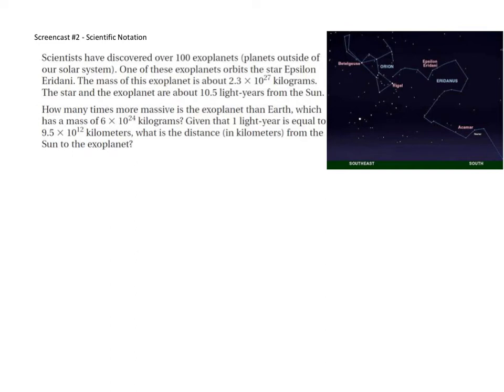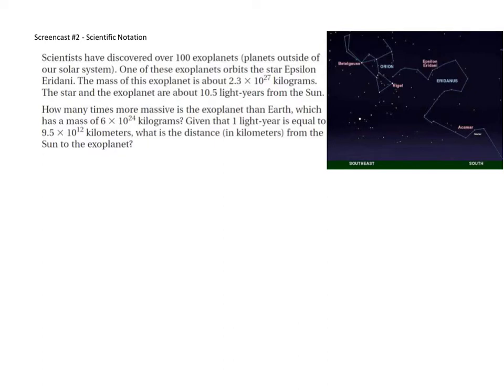And then we have to answer the question, given that 1 light year is equal to 9.5 times 10 to the 12th kilometers, wow, that is really, really fast. What is the distance in kilometers from the sun to the exoplanet? Okay, so we're going to solve both questions, and then I'll present to you your question, which has to do with particle physics.